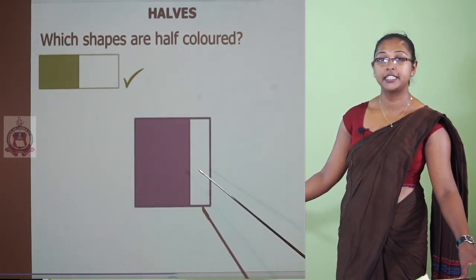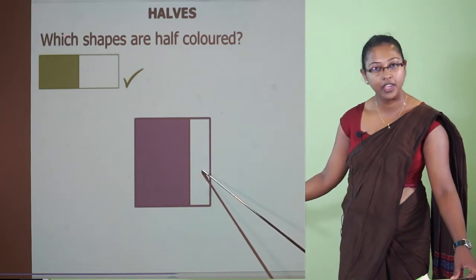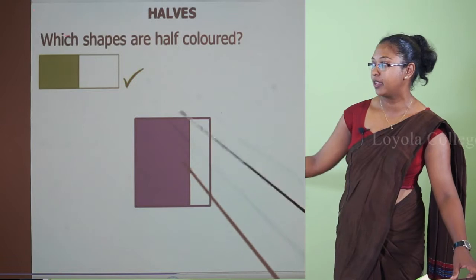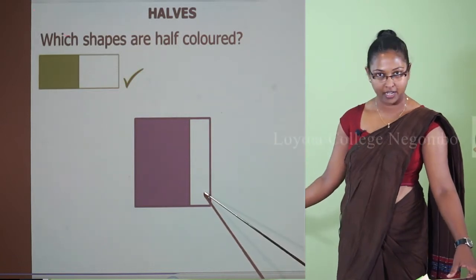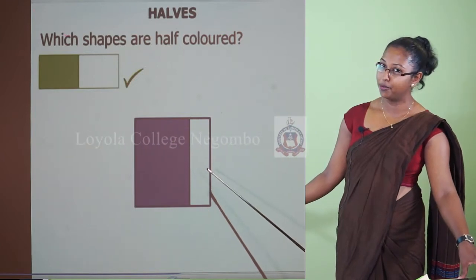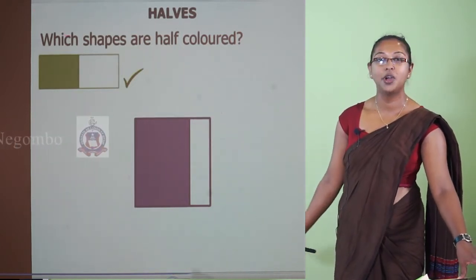Here we got a square. There are 2 parts here. Are they equal? No. Here's a big part there and this is smaller than that. So can we call these halves? Yes or no? No. So this is not divided into halves.